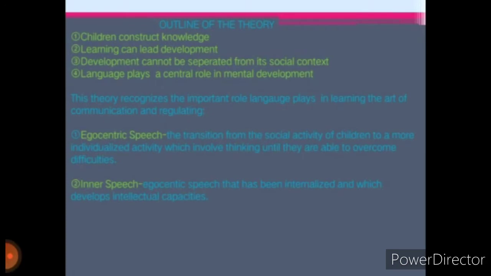In egocentric speech, children speak to themselves for self-guidance and self-direction. At this time, language is the foundation for all complex activities. When children get older and tasks become easier, their self-directed speech declines and is internalized. Inner speech is egocentric speech that has been internalized and which develops intellectual capacities. Inner speech is not the interior aspect of external speech. It is a function itself. It still remains speech, connected with words.